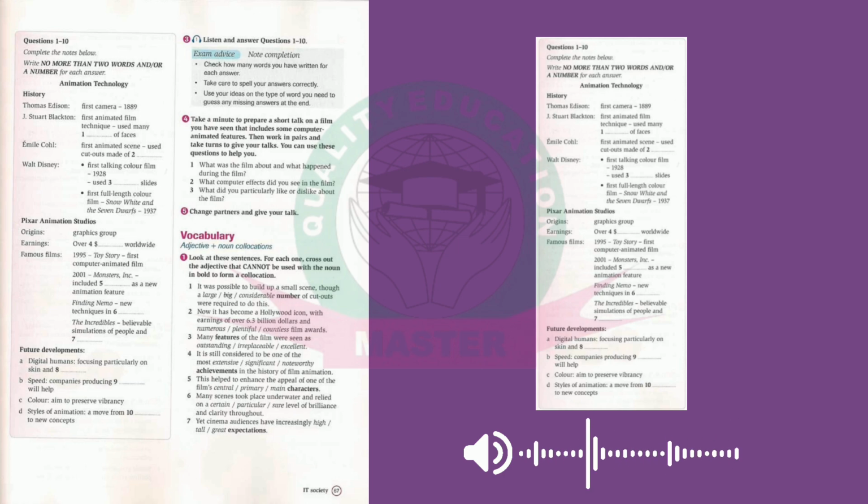In fact, Pixar's films act rather like a timeline of technological developments in computer graphics. So, let's have a look at some of them. Pixar's debut feature film was Toy Story, and this was the first film to be completely animated by computers. When it was released in 1995, many features of the film were seen as outstanding. It is still considered to be one of the most significant achievements in the history of film animation.